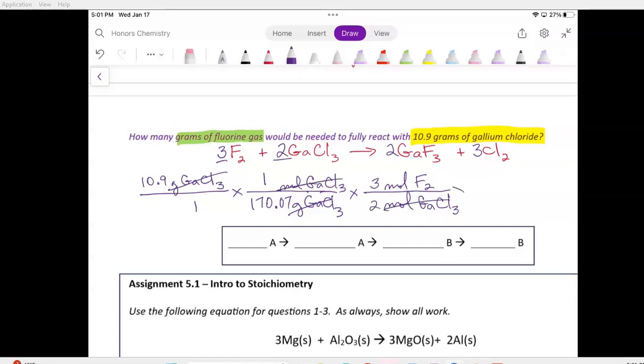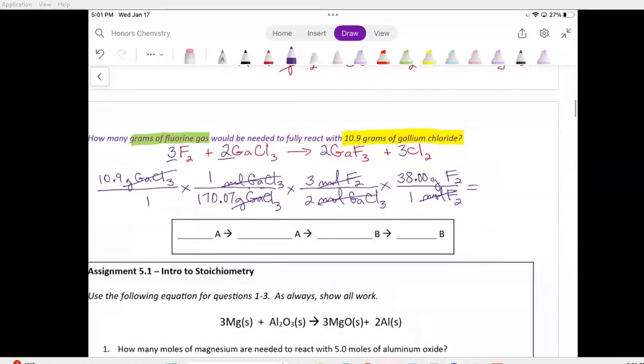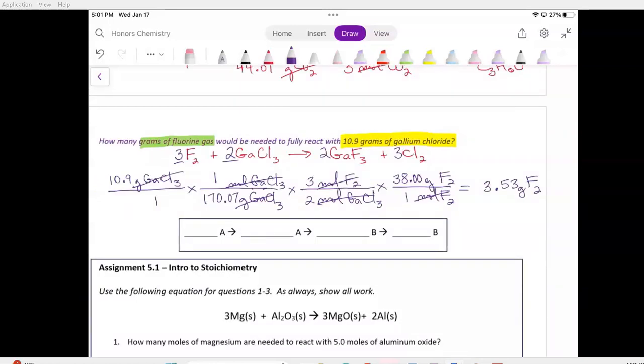And then from moles of fluorine, it becomes, again, a very familiar process. Using the periodic table, looking up fluorine and multiplying it by 2 should be about 38 grams per mole. And this comes out to about 3.53 grams of F2. And if I use a very rough mental check, 10.9 grams to 3.53 grams, those aren't such different numbers that it seems crazy to us. So that seems like it makes sense.